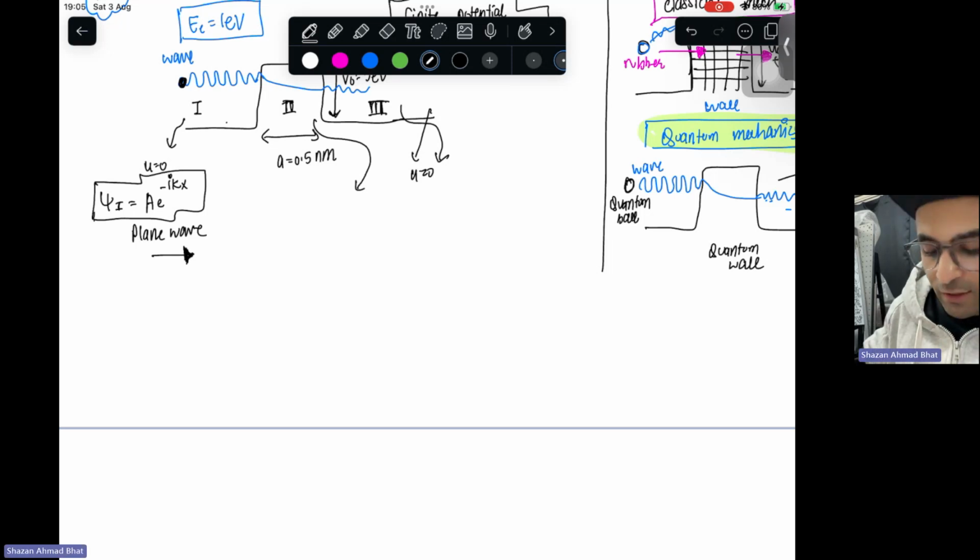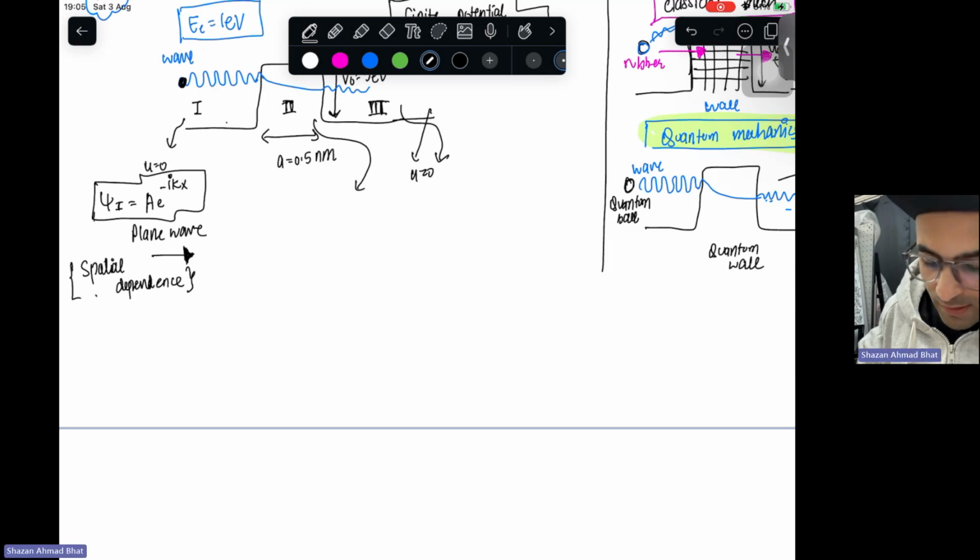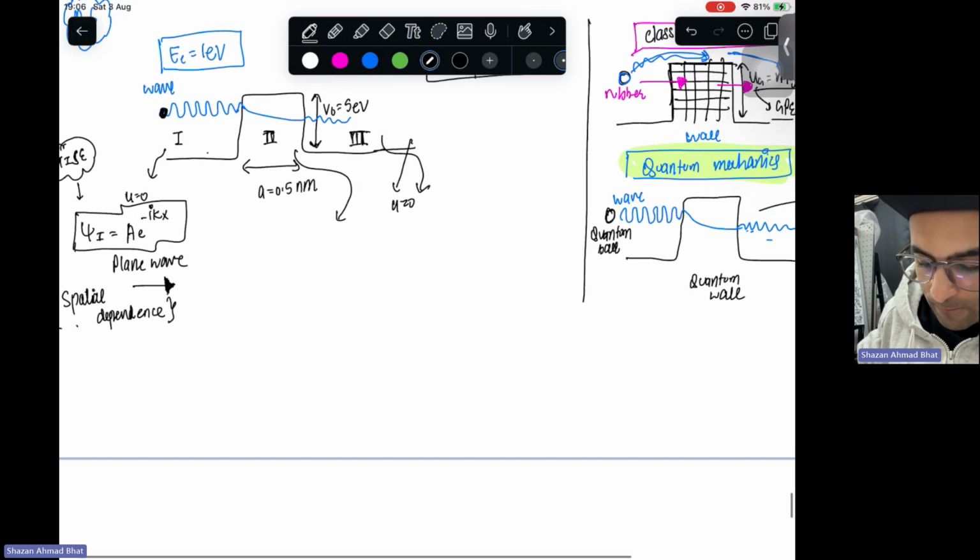Note that here there is no time dependent part of it. It's just a spatial dependence. We are omitting the time dependence right now. This comes because of solving the time independent Schrodinger equation. It's quite easy. Just like we solve the Schrodinger equation, we have to put the potential equal to 0. You get a plane wave-like solution. The particle is like a free particle outside the barrier.